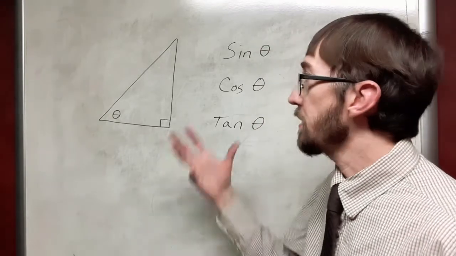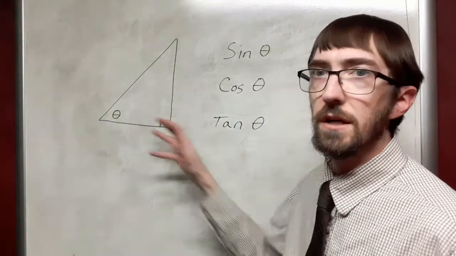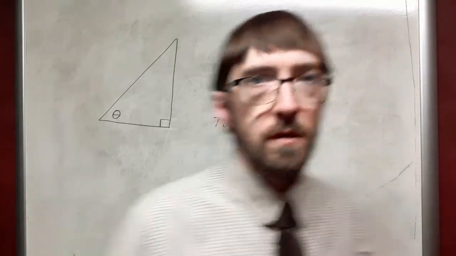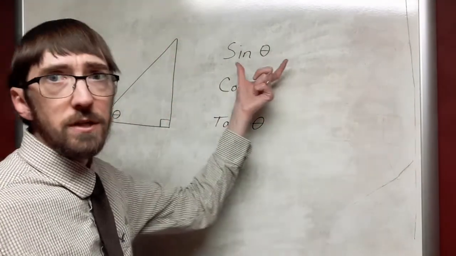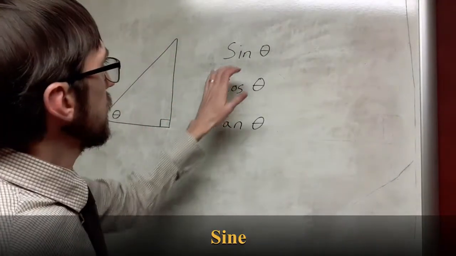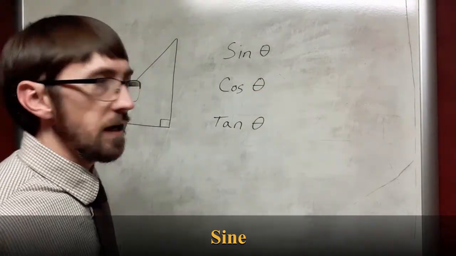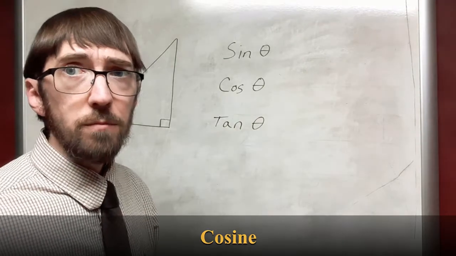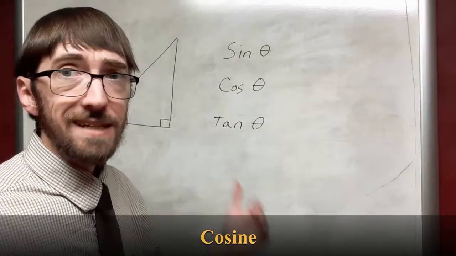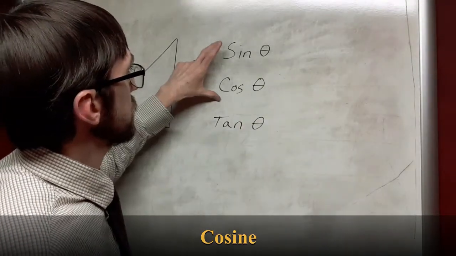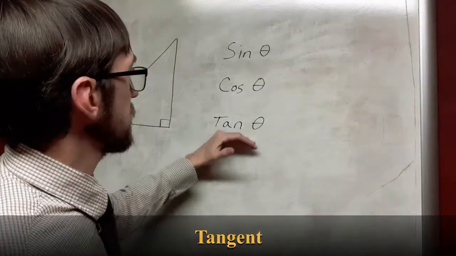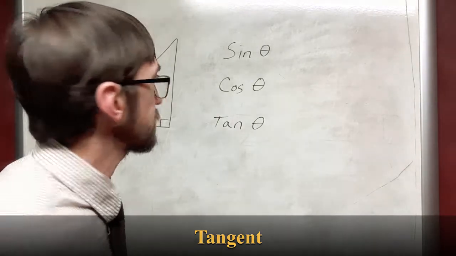I'm going to look at a right triangle and the side ratios which define the trigonometric functions. The very first function I have up here is sine, and it is derived from Latin. The second one is cosine, which is the complementary sine, because there's a relationship here with complementary angles. And then lastly, we have the tangent.